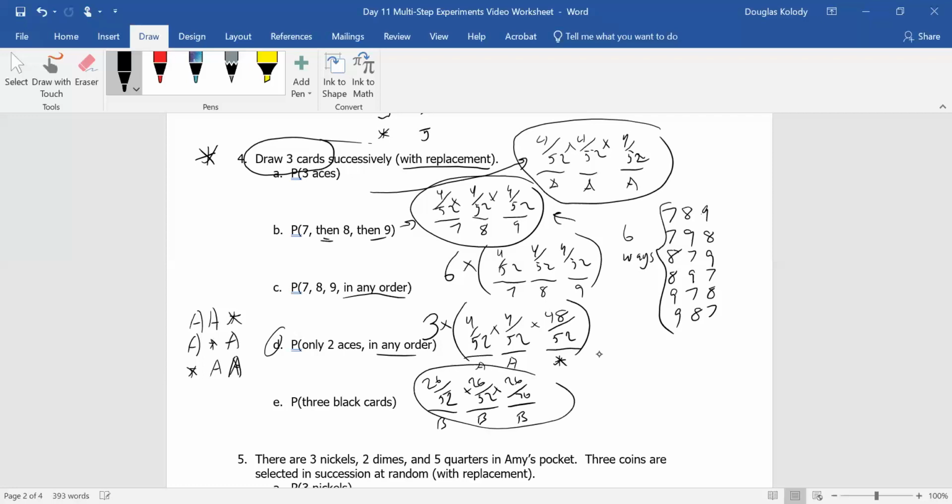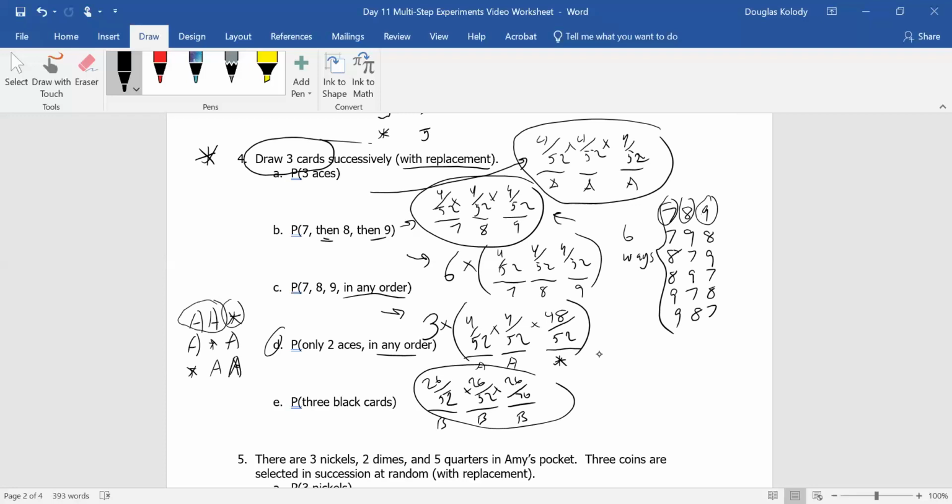The question before I move on is, why is part C multiplied by 6 and why is part D only multiplied by 3? It's a question often asked. And can you see the difference? The reason C is multiplied by 6 is because there are 3 distinct items going on here, a 7, an 8, and a 9. 3 distinct things. And there are 6 ways to arrange those 3 distinct items. 3 factorial, if you're really thinking about it, right? 3 times 2 times 1. Why in D do we only multiply by 3? The reason for that is because 2 of the items are the same and only 1 item is different. So there are only 3 ways to manipulate that one item that's different from the rest.